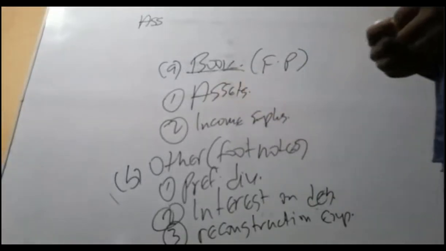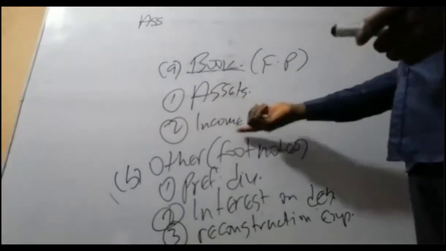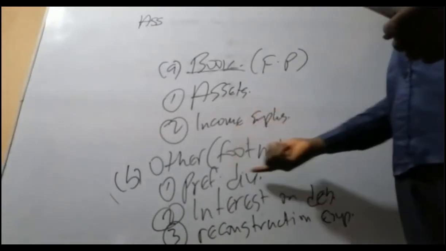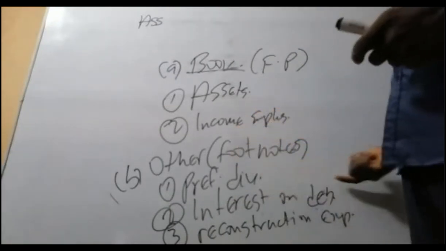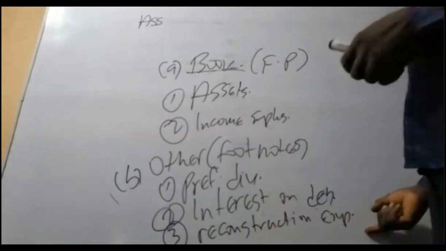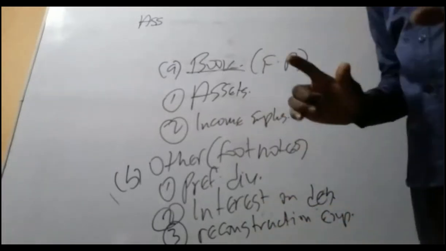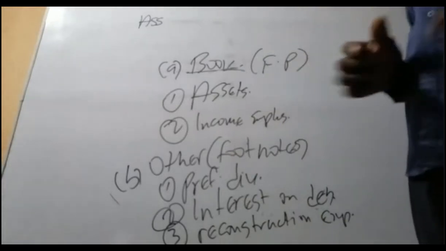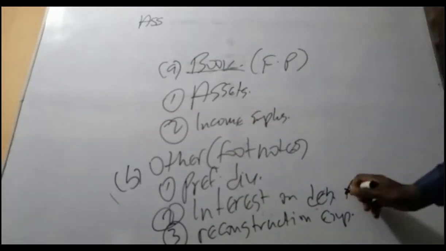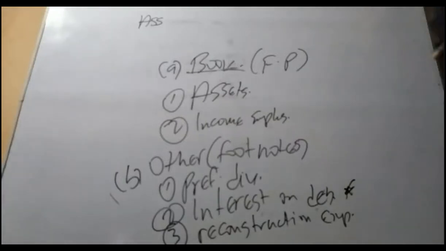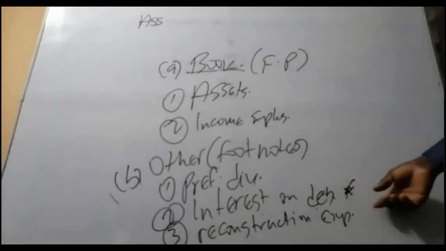All the assets. Then we go to income statement: preference dividend arrears, interest on debenture, reconstruction expenses. It is not compulsory for you to have all this in one question. Take notes, especially this one. Interest on debentures is the one in arrears.